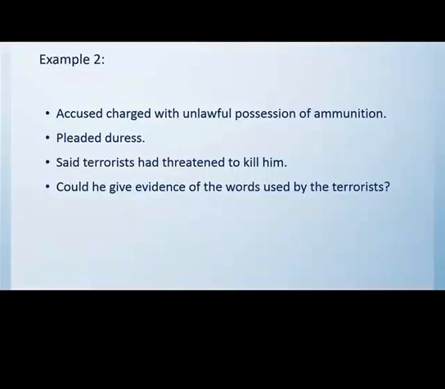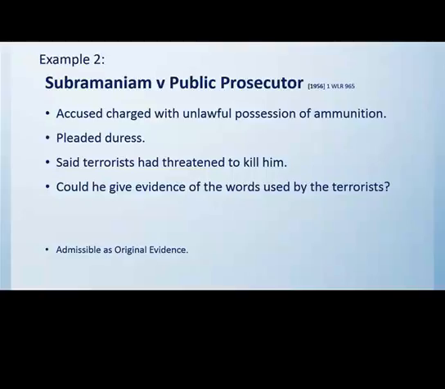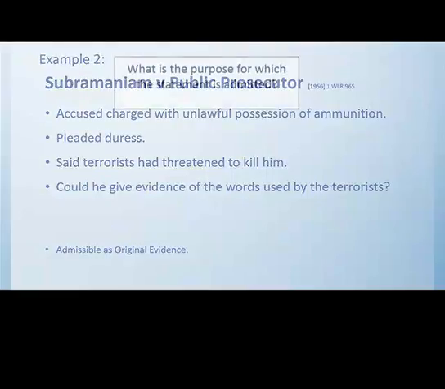But that's not what's at issue in this case. What's at issue is whether he was in fear. So the statement can therefore be introduced not in order to prove the truth of its contents, or whether the terrorists intended to kill him, but rather to prove the fact that it was made, so the fact that he heard death threats and therefore was in fear of his life. So it's admissible as what we call original evidence. That's the case of Subramanian versus the Public Prosecutor, a UK case on hearsay.